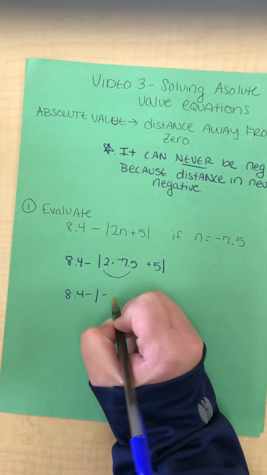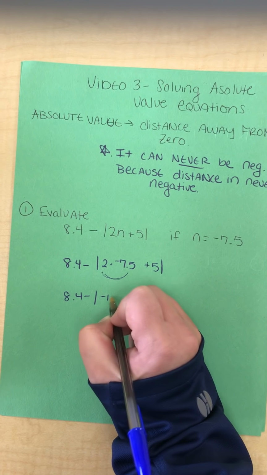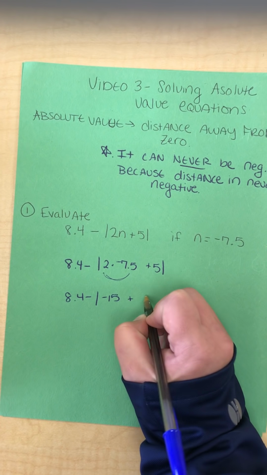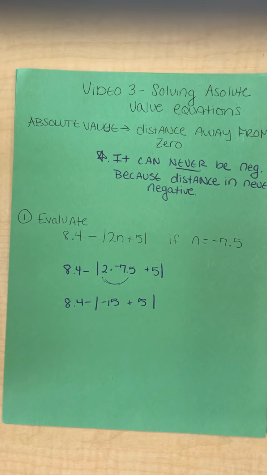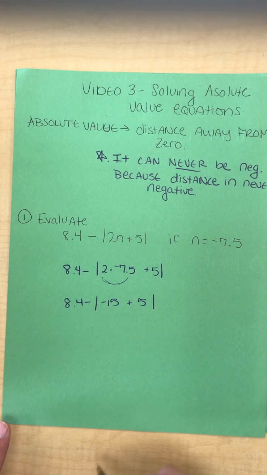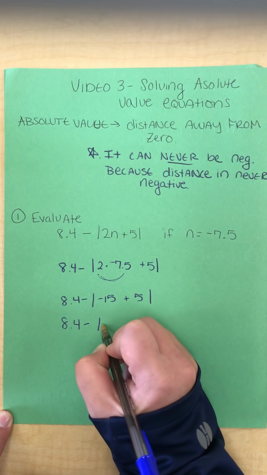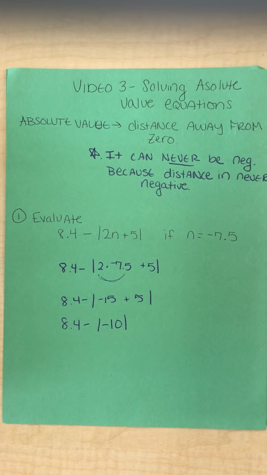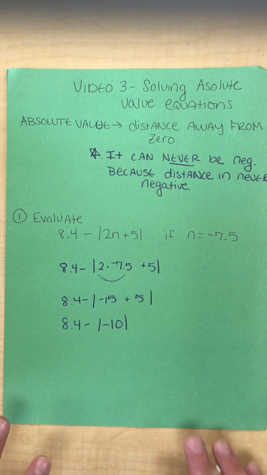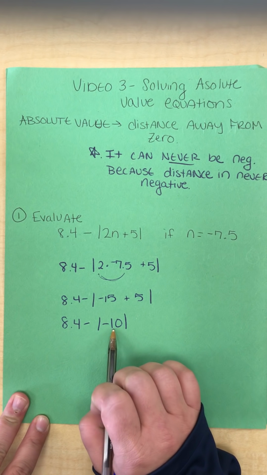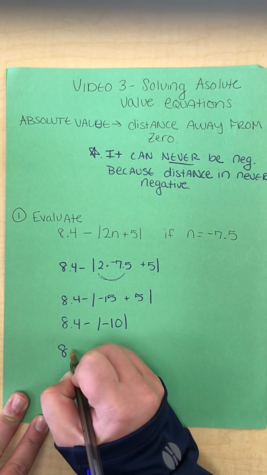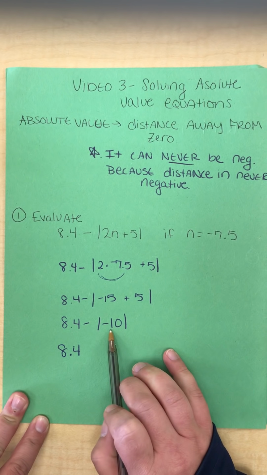So I'm going to multiply the 2 and the negative 7.5, which gives me negative 15. And then I can add the negative 15 and the 5 to give me negative 10. And so the absolute value symbols have not gone away at all. Once you get it down to a single number in your absolute value symbols, you can take the absolute value of the negative 10.